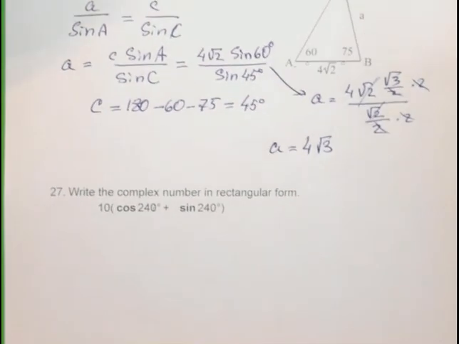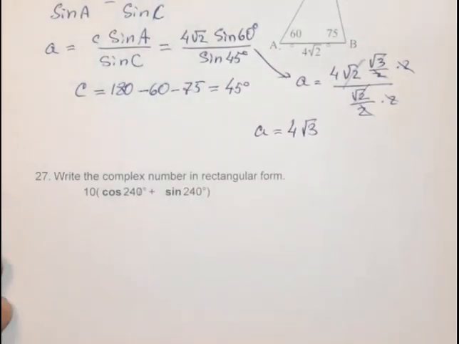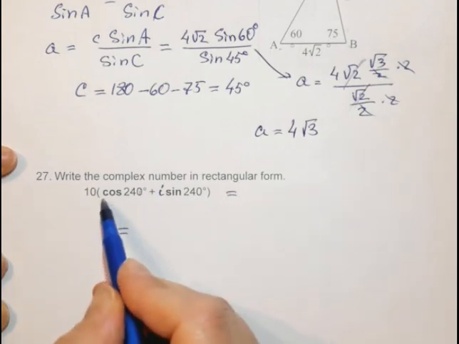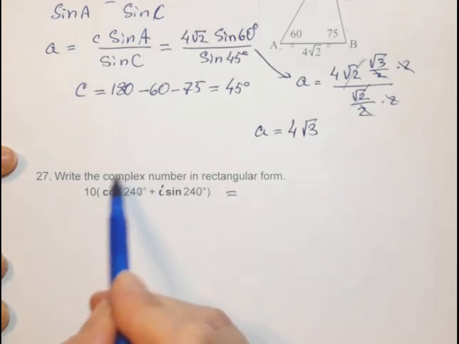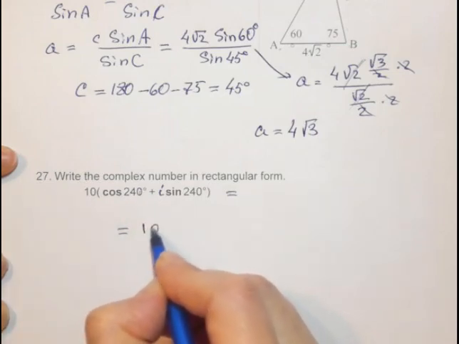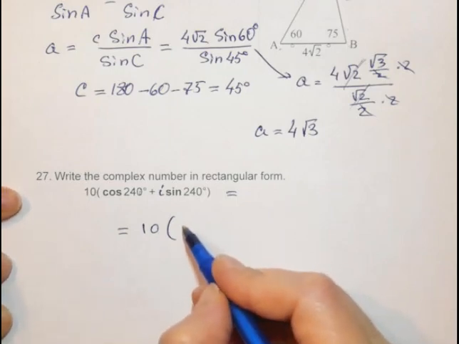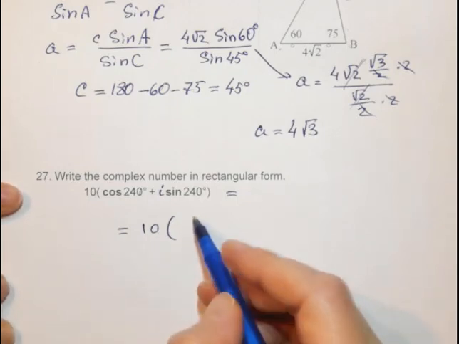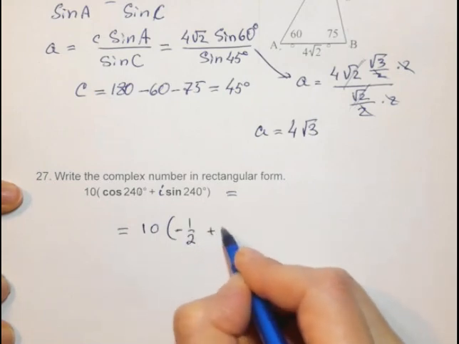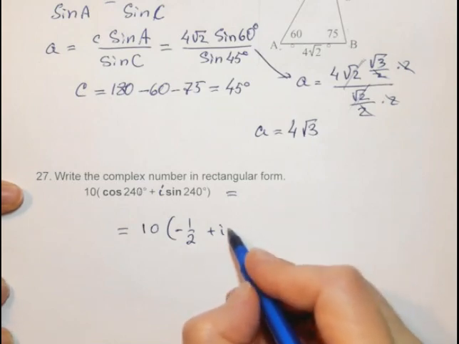And the last problem: write a complex number in rectangular form. This is quite an easy and straightforward problem. We just substitute the algebraic values for cosine and sine. 10 multiplied by cosine of 240, which is negative 1/2, plus i sine of 240.